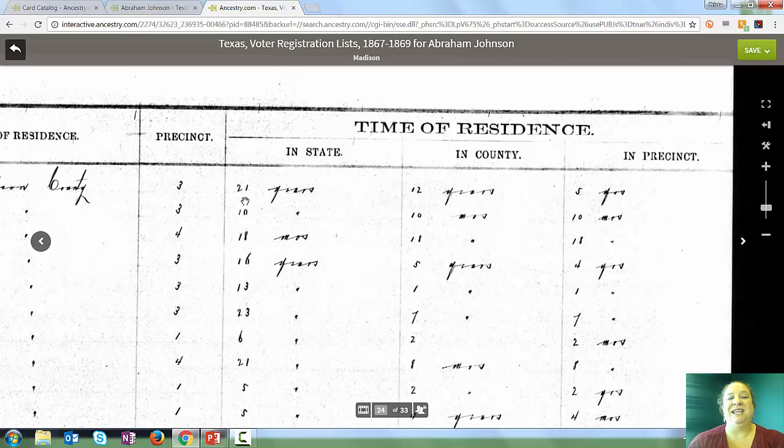So it says this individual has been in the state of Texas for 21 years. They have lived in this particular county, Madison County, for 12 of those years, and they have lived in this particular precinct, precinct 3, for 5 years. So now you start to build this timeline of this life of this individual, and it gives you gaps that you can fill in that lead you to additional research.